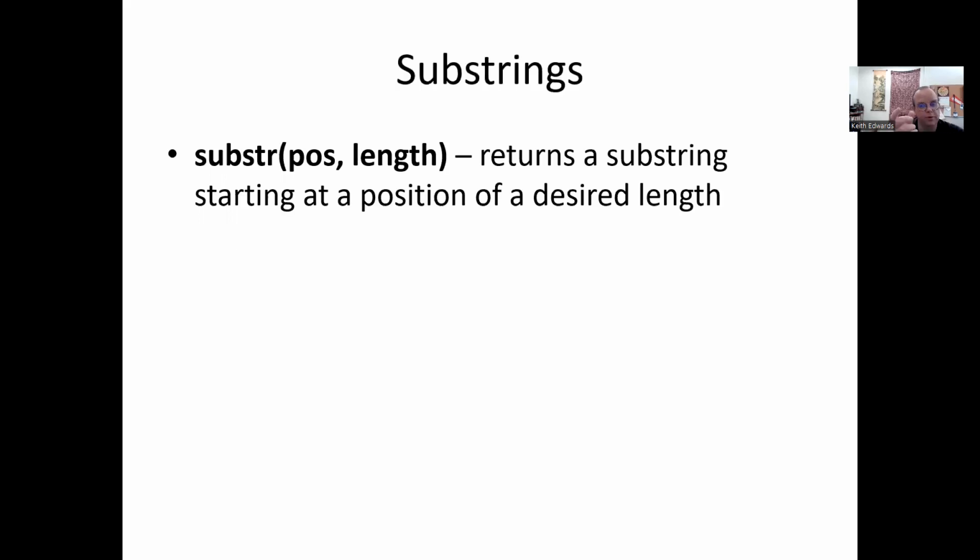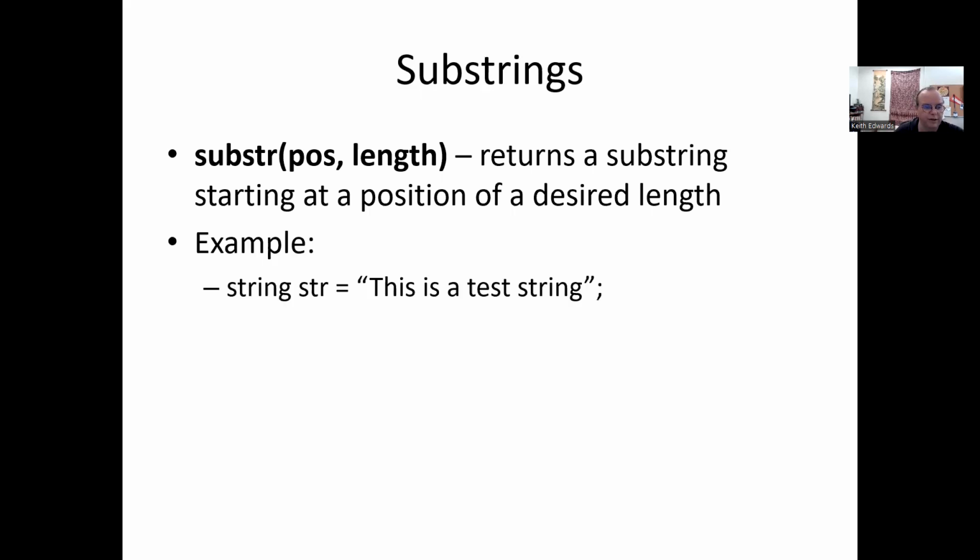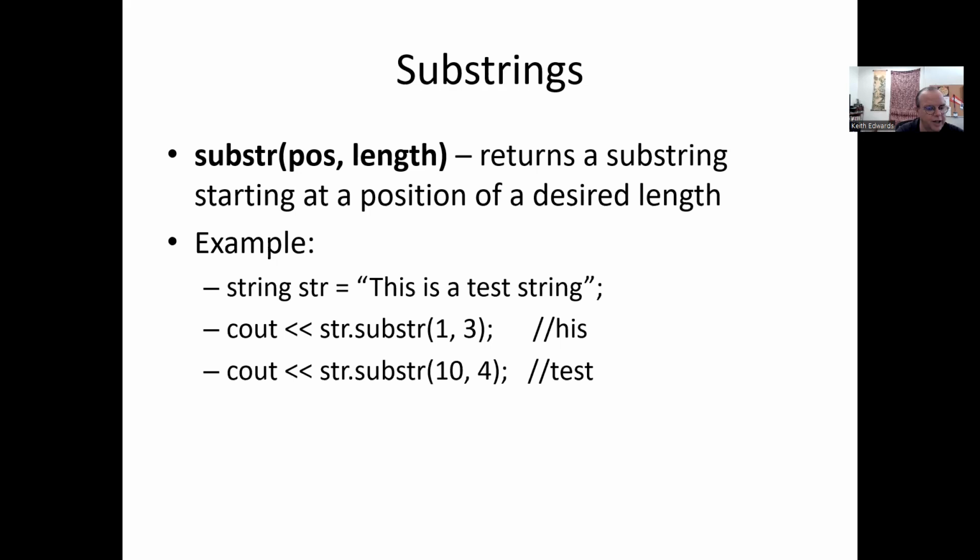We can also get substrings. That's small parts of an entire string. So, for example, if I have this as a test string and I do substr(1, 3), it will start at character 1. Remember, C++ starts numbering at 0, so the capital T is position 0, position 1 is H, and then it will go 3, so we'll get "his". If I start at 10 and go 4, it will get "test".